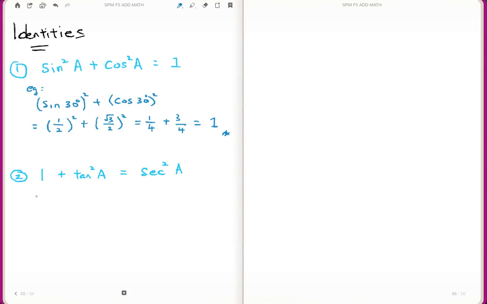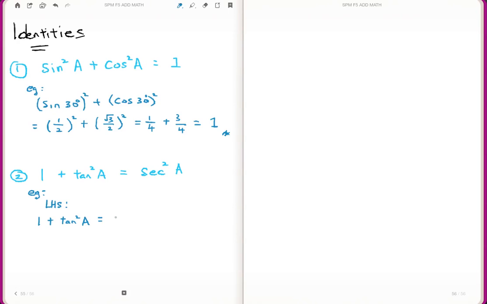I'm not going to use numbers to prove it. Let's prove it by this method. Left and right, I'm going to start with the left hand side because the left hand side is the most complicated one. 1 plus tangent squared A is therefore equal to what? You need to prove it's equal to secant squared A. So how do you do that?